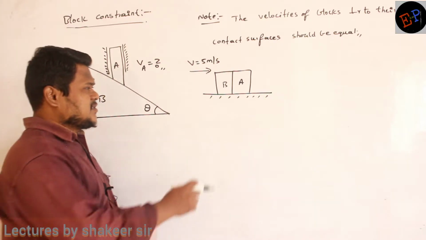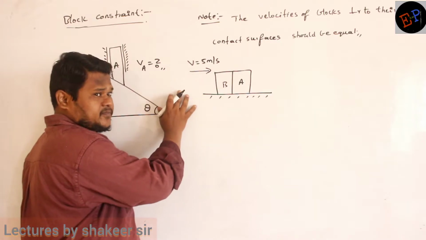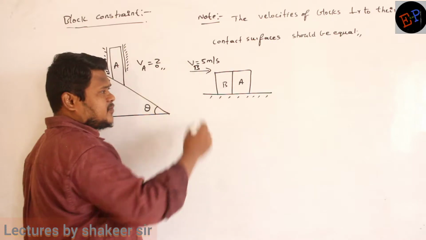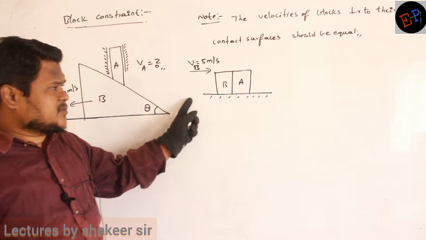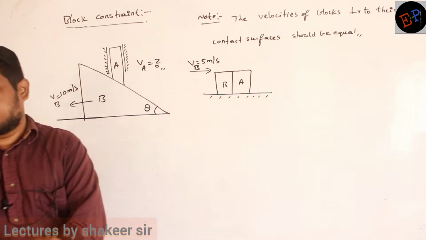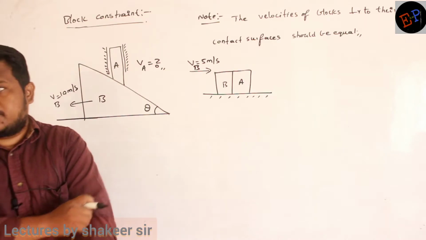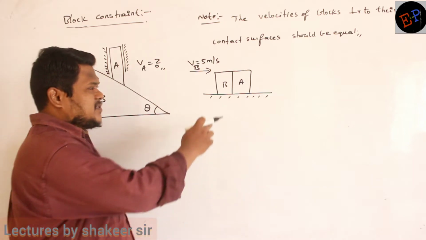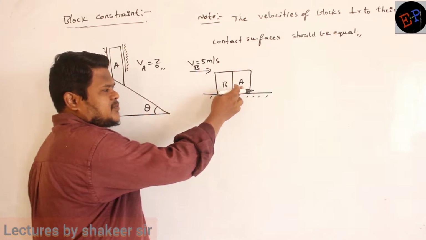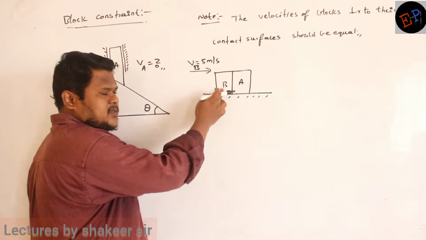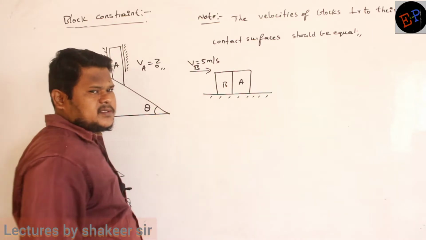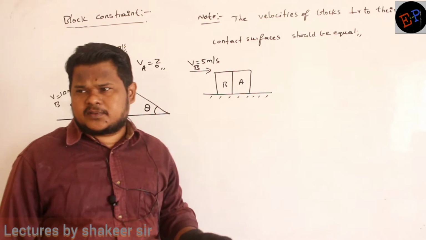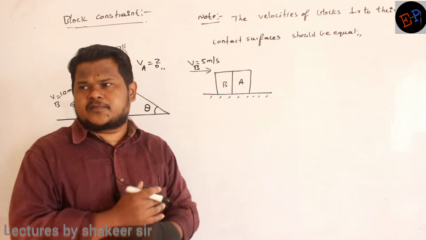My question is, this block is moving with a speed of 5 and block B is present behind block A. This is the speed of block B. Then what will be the speed of block A? 5 only. Why? If this block is moving, compulsorily this block will be pushed by block B, no? So definitely block A also should travel with the same speed, constraint motion.